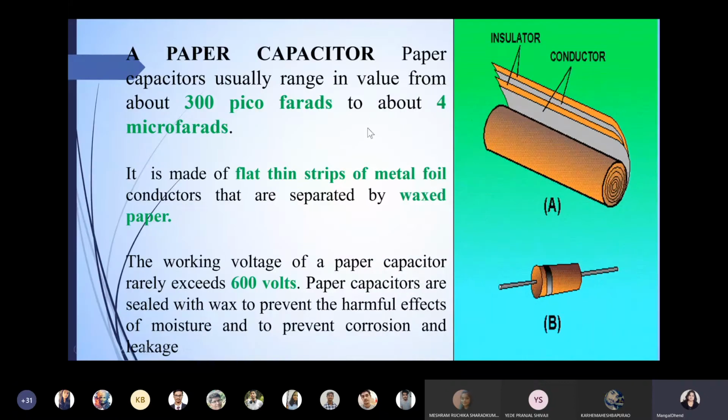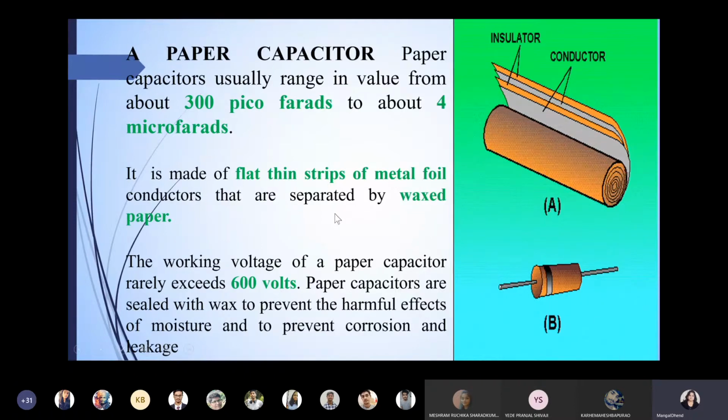So paper capacitors usually range in value from 300 picofarad to about 4 microfarads. Because you can see paper is a dielectric material, but it's not very good dielectric material. So permittivity is very important, which plays roles in storing the charge. So for very small capacitor from picofarad to 4 microfarad, you can use paper as a dielectric material. It is made up of flat, thin strips of metal foil conductors that are separated by waxed paper. Now you know paper we are impregnating.